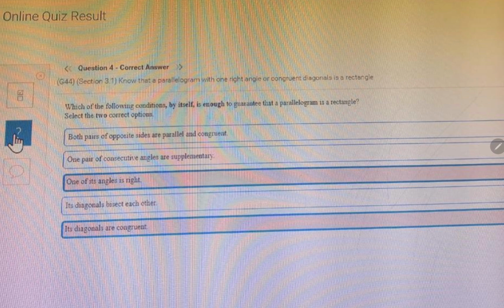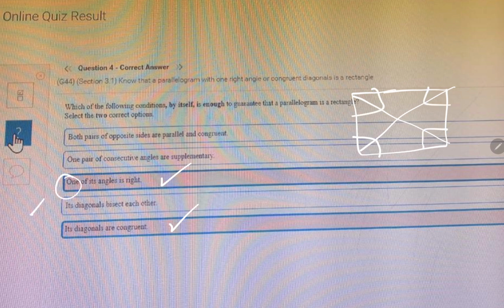So which of the following conditions by itself is enough to guarantee that a parallelogram is a rectangle? So let's say this is a rectangle, okay? We know in a rectangle that the diagonals are congruent. This is one thing. And at least one of the angles has to be right. So if one of its angles is right, then that's correct. If they tell you 1 or 2 or 3 or 4 instead of here, then it's still correct. So these are for question number 4.